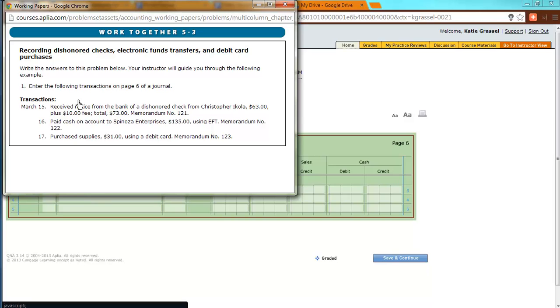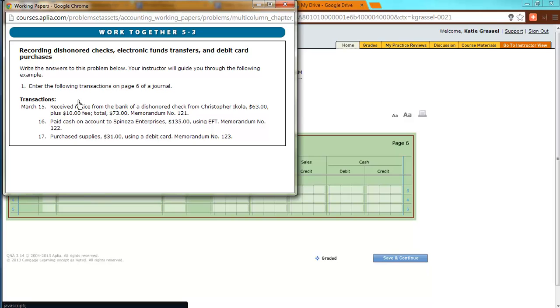So when we deal with a dishonored check, if I'm a business and somebody writes the check to me, they may originally have owed me $20, but after the dishonored check and those fees, they now have to pay me maybe $40 or $45, depending on the charge that I am assigning because of the NSF. So we need to put it back on the books to say that, hey, you owe me this amount of money. All right? So we only have 3 transactions. The first transaction, look here: receive a notice from the bank of a dishonored check from Christopher Icola, $63 plus a $10 fee for a total of $73.